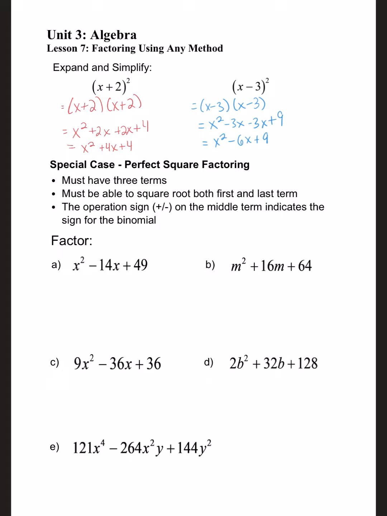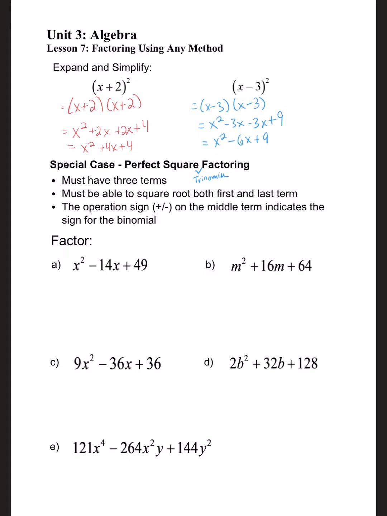Not to be confused with a difference of squares. Remember, a difference of squares has only two terms, and there has to be a minus between them. This is what we call perfect square trinomial factoring. Okay, so a difference of squares is only two factors. This is going to be always three factors, so it's a trinomial.